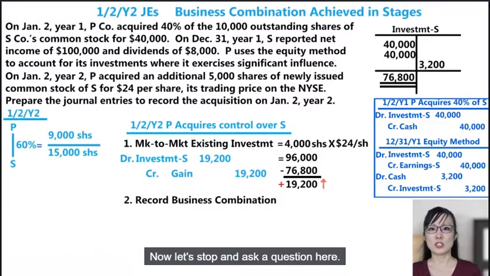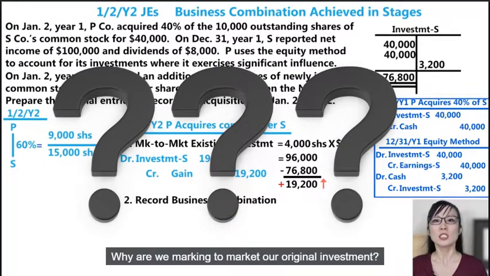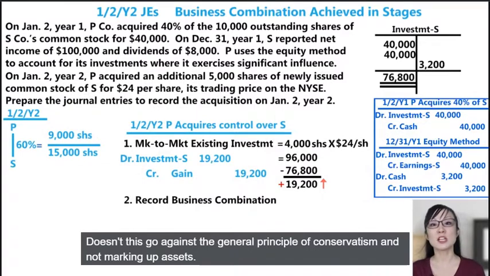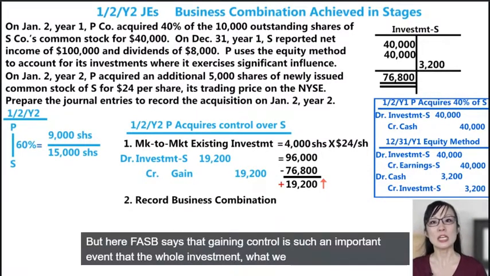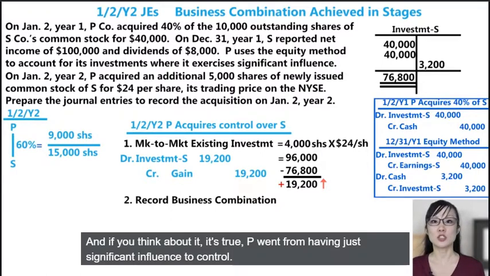Now let's stop and ask a question here. Why are we marking to market our original investment? Doesn't this go against the general principle of conservatism and not marking up assets? Yes, it does. But here, FASB says that gaining control is such an important event that the whole investment, what we already have and what we're currently acquiring, should all be valued at fair value. And if you think about it, it's true.